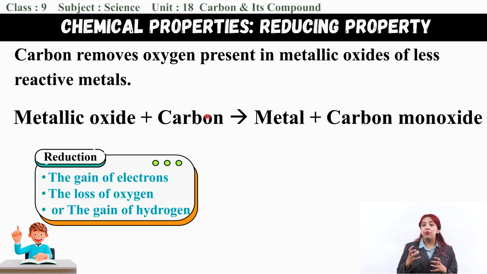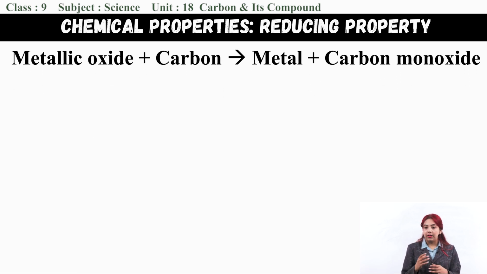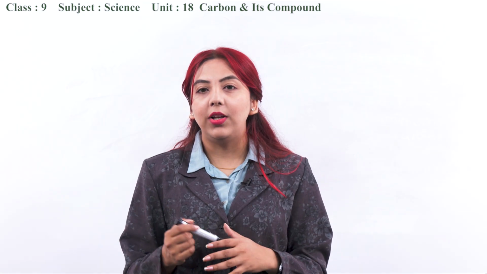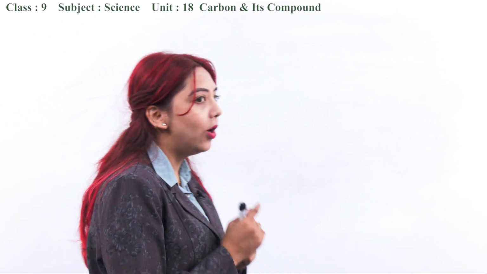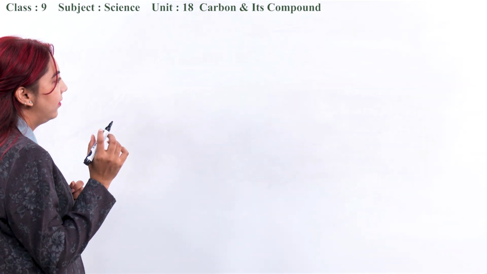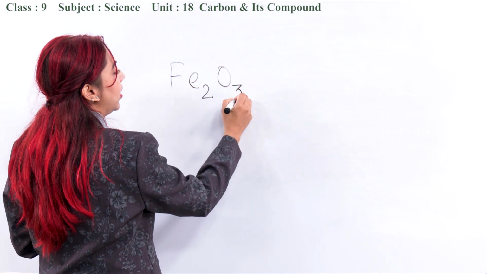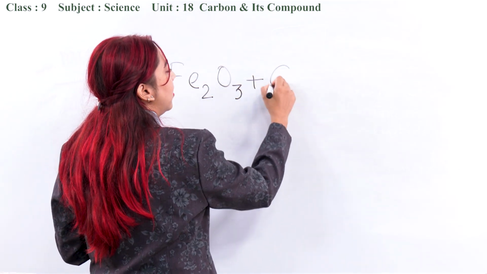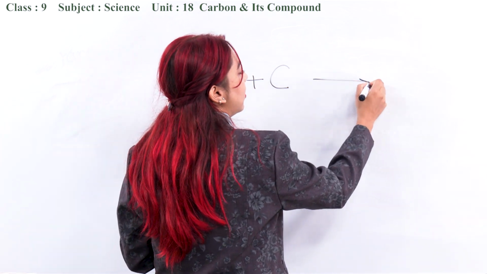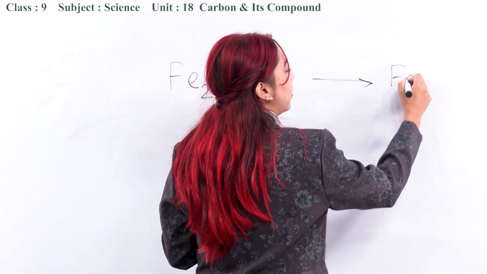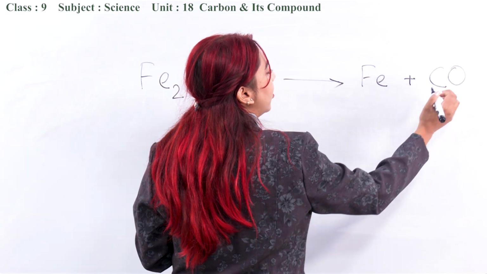So carbon removes oxygen that is present in the metallic oxide of a less reactive metal, and it gives us metal with the release of carbon monoxide. So let us take a few examples of it. Now let us take an example of ferric oxide. So what is the formula of ferric oxide? Yes, it's Fe2O3. Now, when ferric oxide reacts with carbon, it gives us metal iron with the release of carbon monoxide.